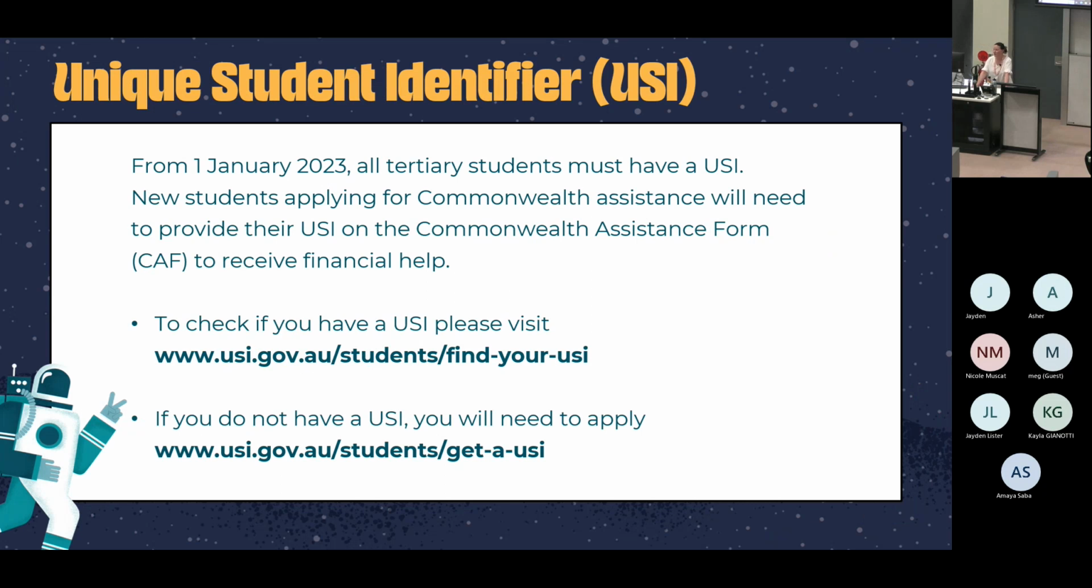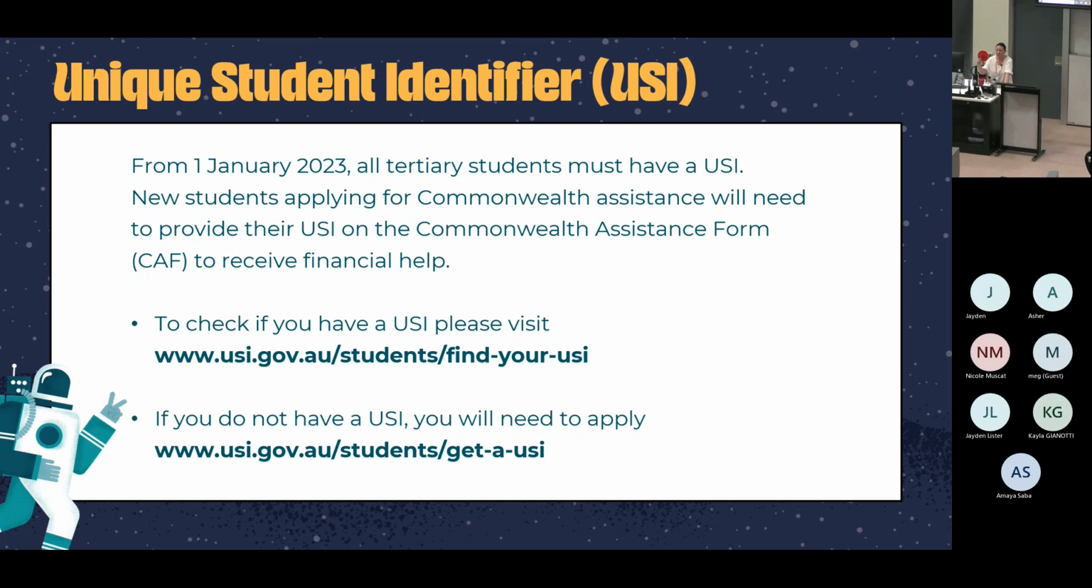So each student has a unique student identifier called a USI. From the 1st of January this year, all tertiary students must have a USI, and the new students applying for Commonwealth assistance will need to provide their USI on the Commonwealth assistance form, the CAF, to be able to receive financial help.